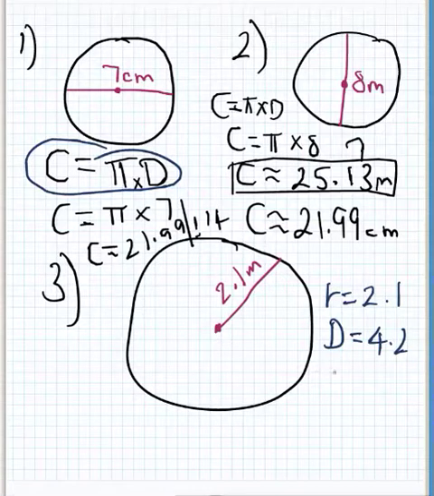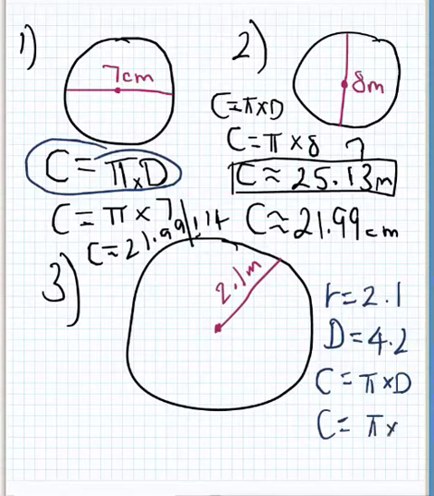So what you would do next is you would have circumference is equal to pi times d. So circumference is equal to pi times 4.2. And if I put it in my calculator, pi times 4.2, I ended up with 13.1946 and so on. To round it off, I end up with 13.19.